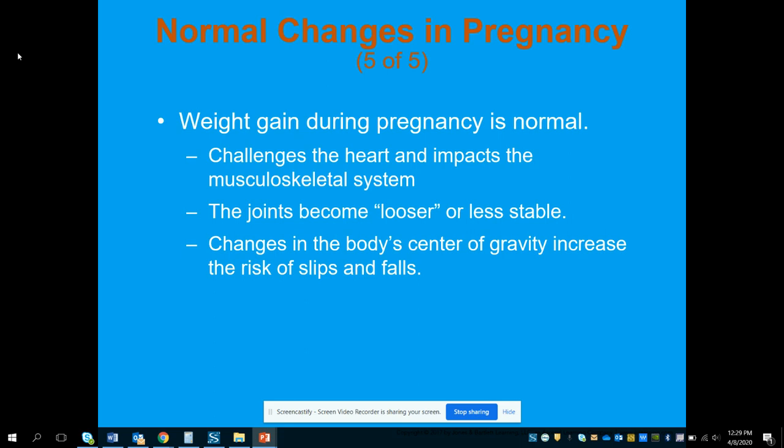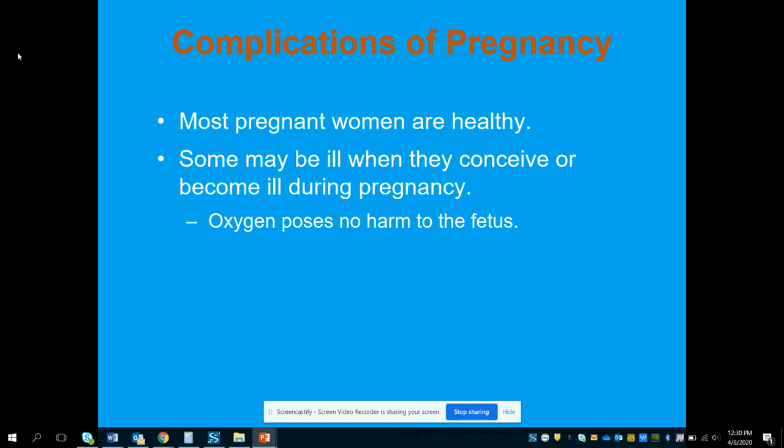But overall, the joints do become looser and less stable, and so you're more prone to falling. Now, this happens so that it can aid in delivery and not cause any injury to the pelvis and things like that, and allows that pelvic cavity to really open up, but it does affect everything. And again, we already mentioned that the body's center of gravity has changed and becomes that abdomen as it continues to grow, which can increase the risk of slips and falls, but also make those changes potentially dangerous if the person were to fall and land on their abdomen. That's a danger to the mom and to the baby.